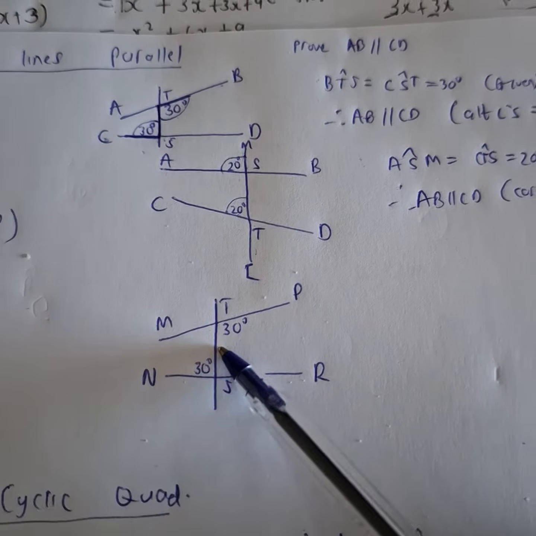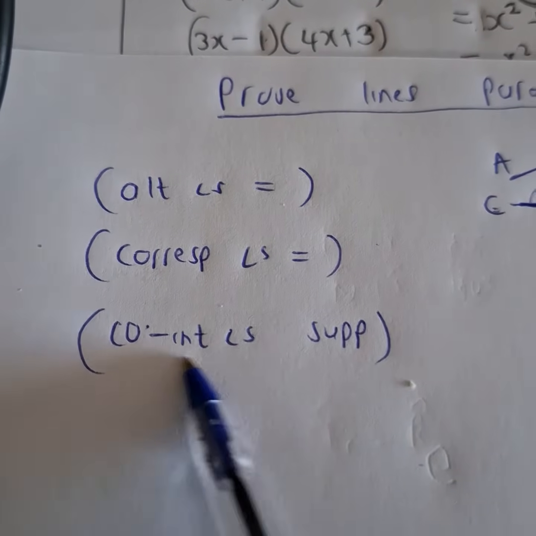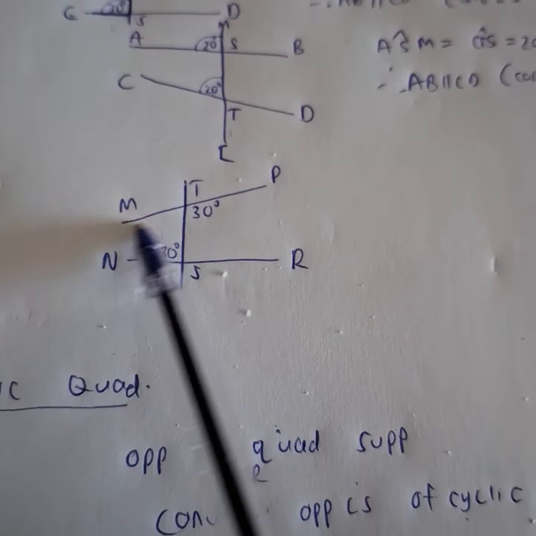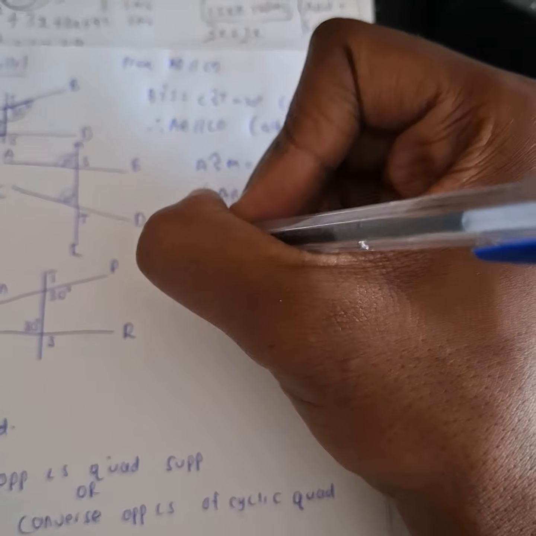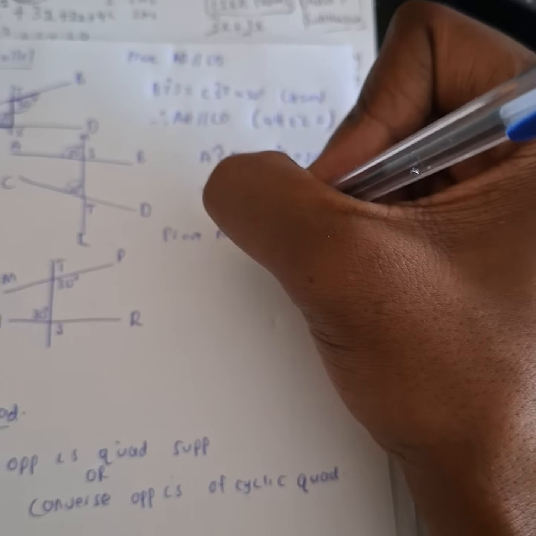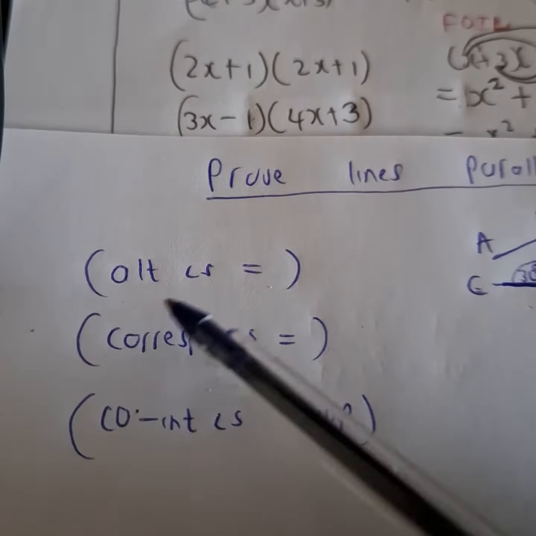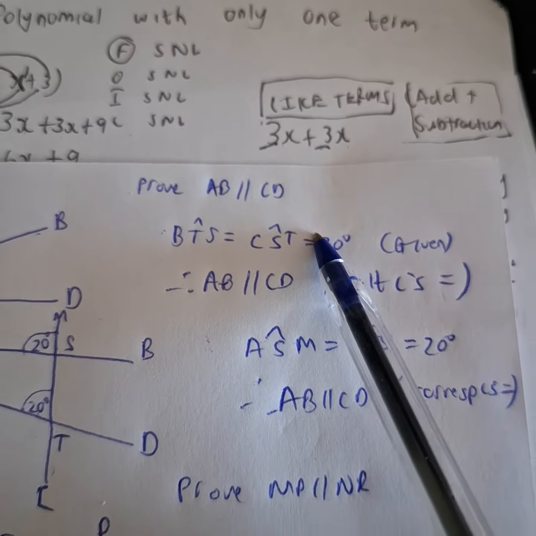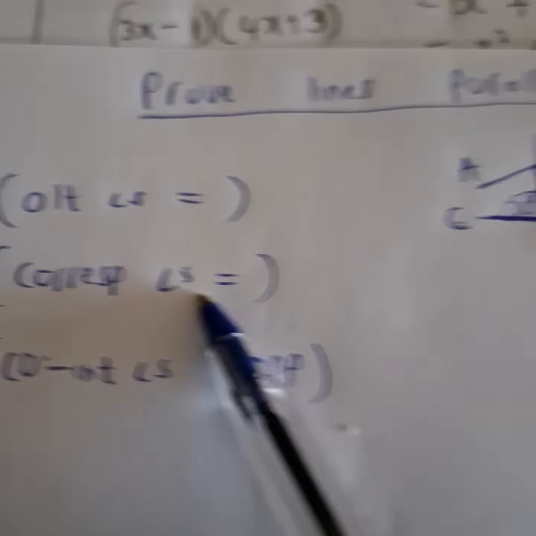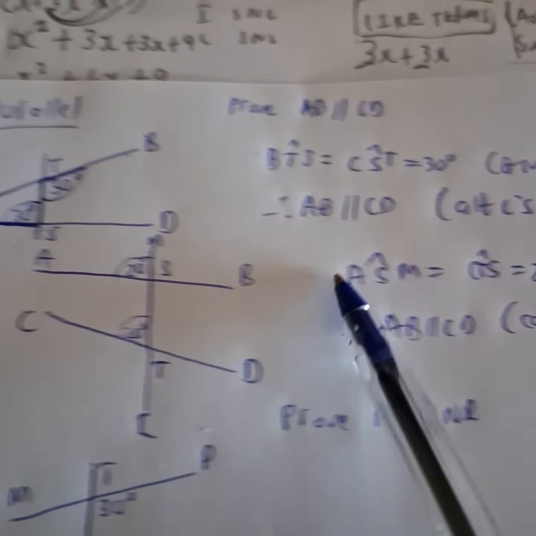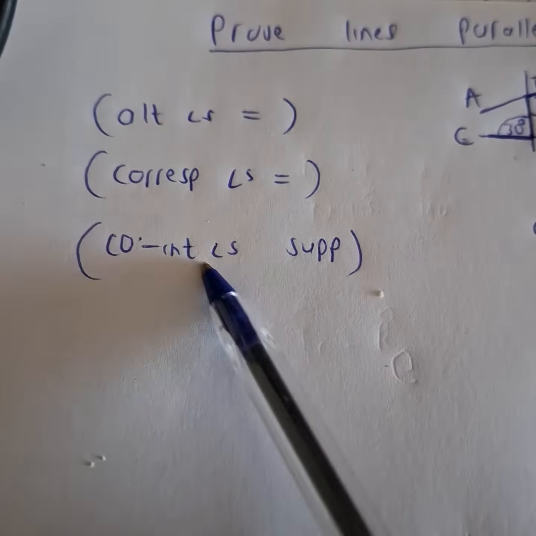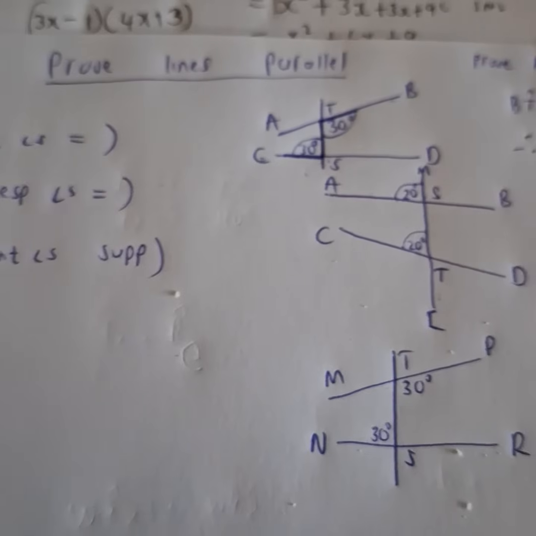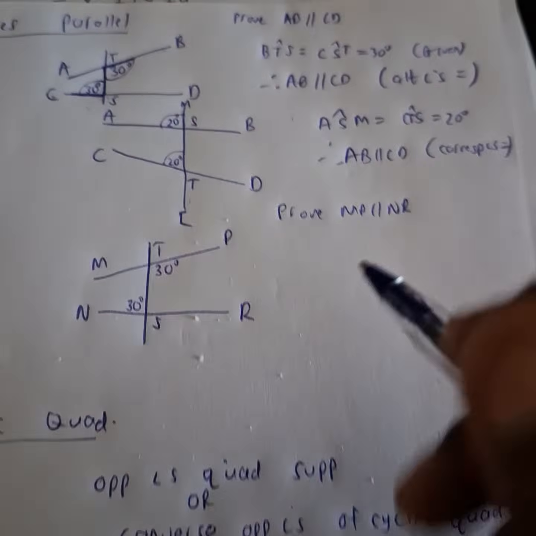Now, I just want to use co-interior angles supplementary to prove that MP is parallel to NR. Same question: prove that MP is parallel to NR. So I'm going to try and use the third condition. I've already seen how alternate angles equal can help me prove that lines are parallel, and how corresponding angles equal can help me prove that lines are parallel. And now I just want to check out how co-interior angles supplementary prove that lines are parallel.